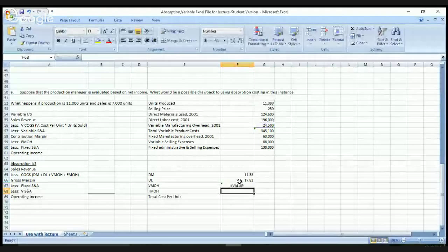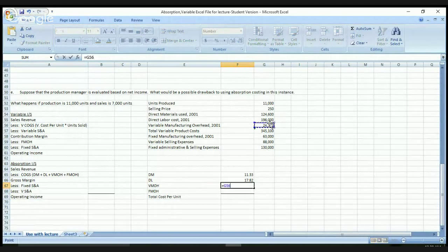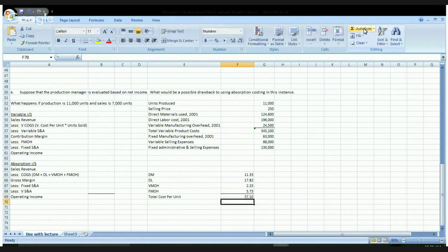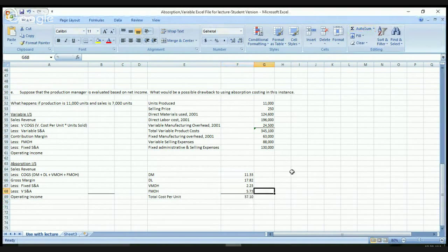24,500 divided by 11,000, I get $2.23. And then the fixed manufacturing rate, we take the 63 and we divide it by the 11,000 and we get $5.53. Now for absorption costing, we take all four of those, and variable costing, of course, we just take the three, the variable items.